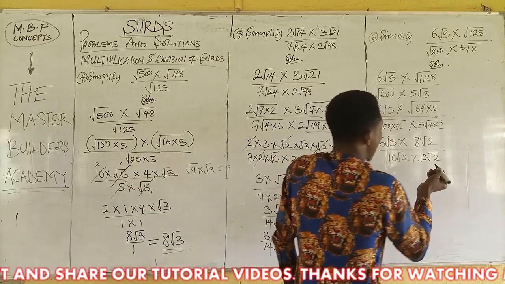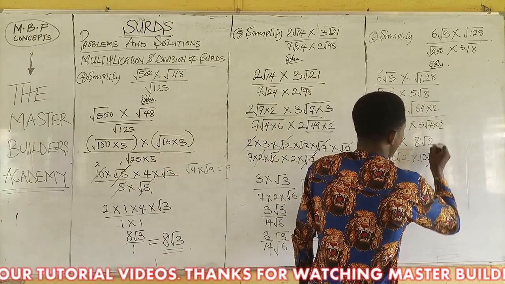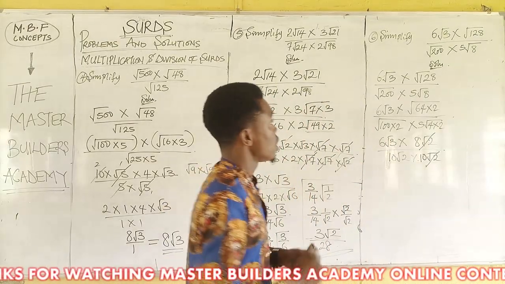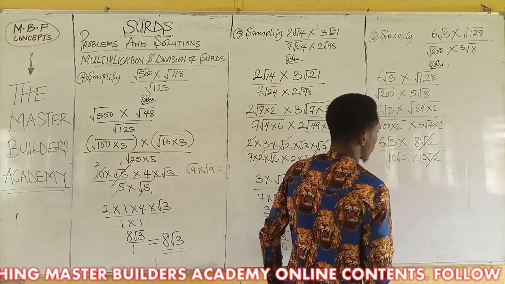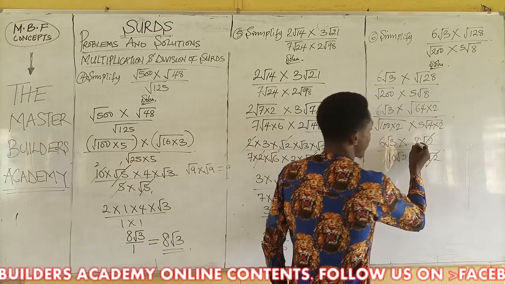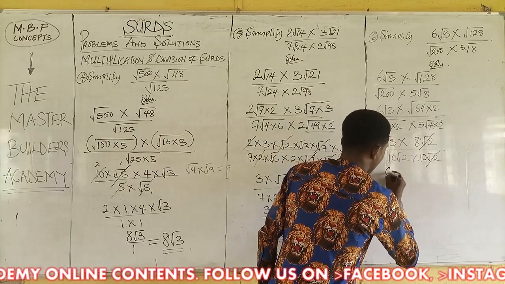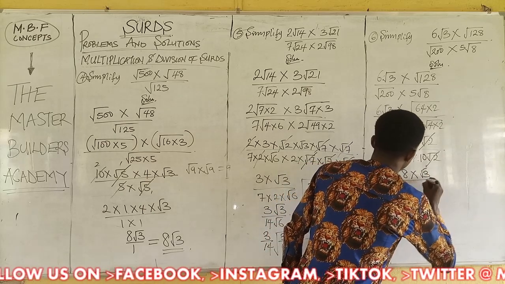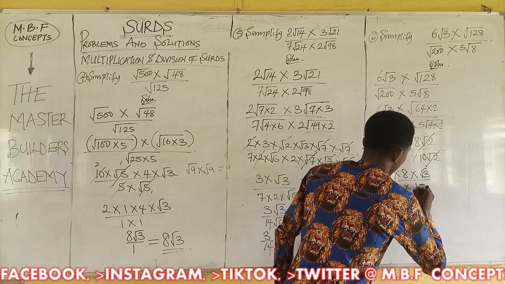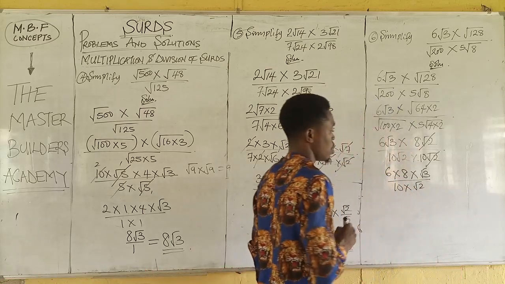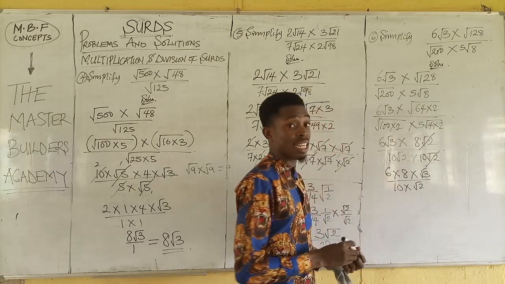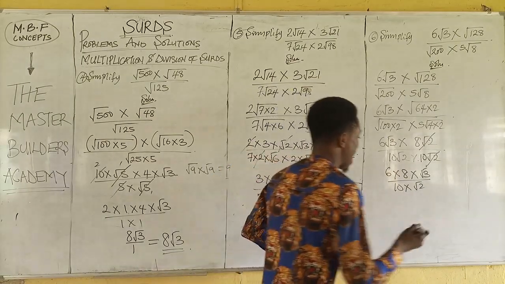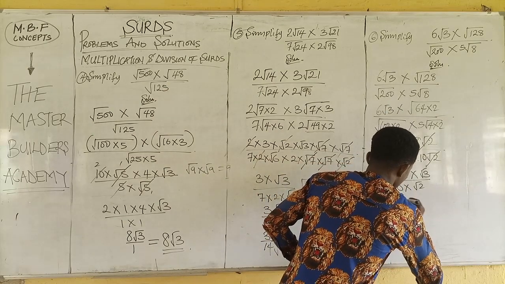So what's the next thing we quickly do here? The next thing we do is to cancel out if there are possible ways we can. Square root 2 can take care of square root 2. Then we multiply this 8 times 6. Otherwise here we are going to now have 6 times 8 times root 3 all over 10 times root 2. So when we multiply 6 times 8, guys, we are going to have 48. So we have 48 over 10.